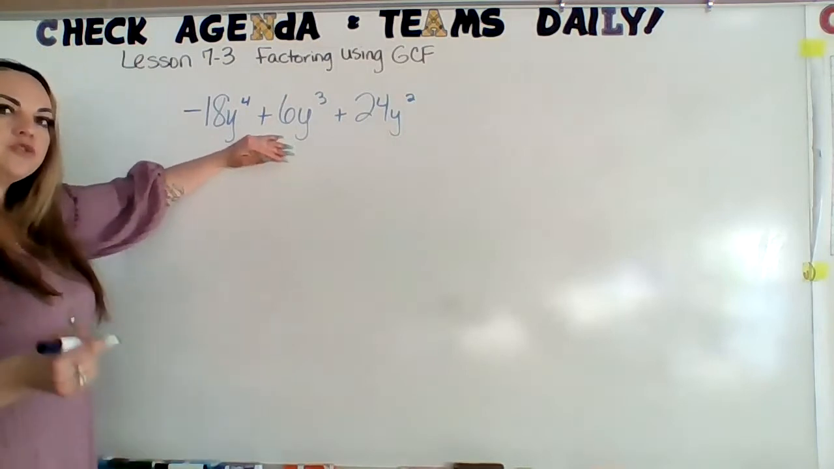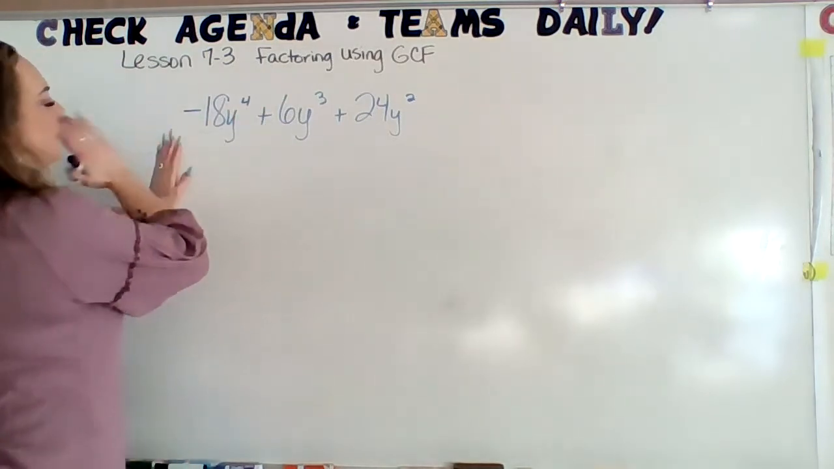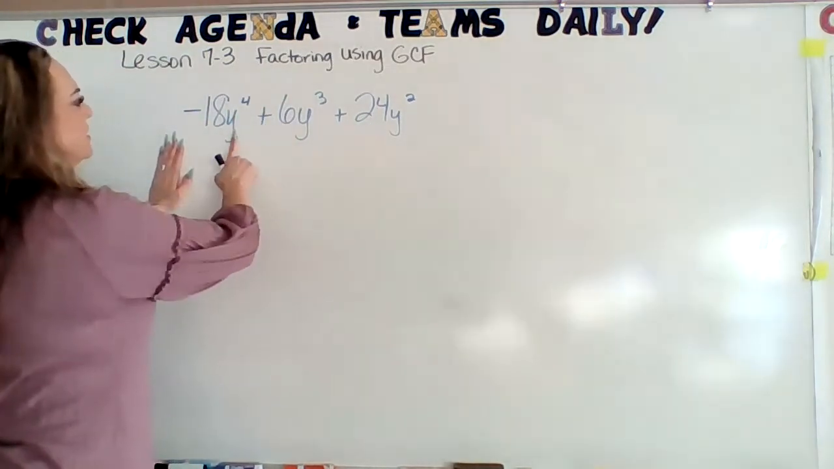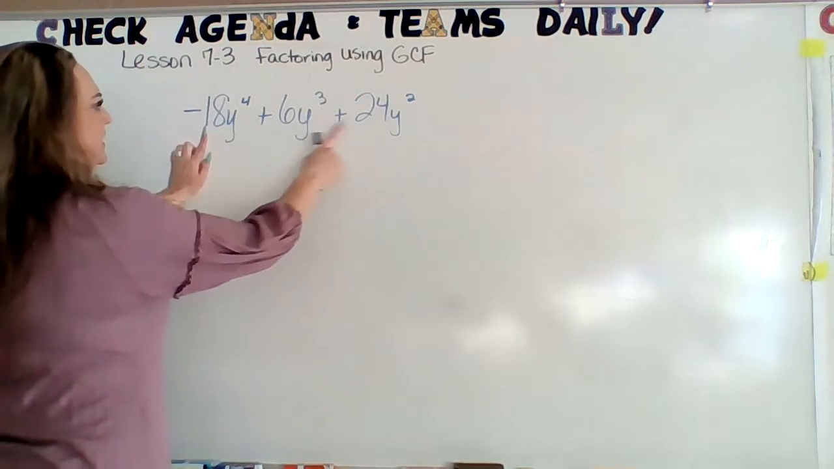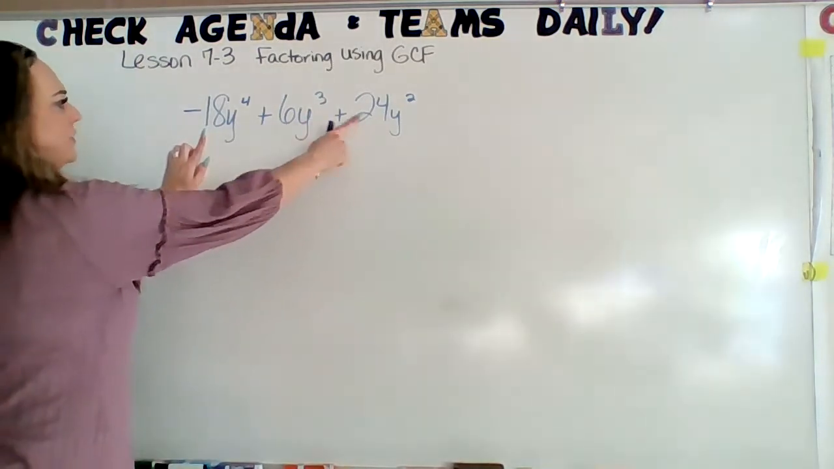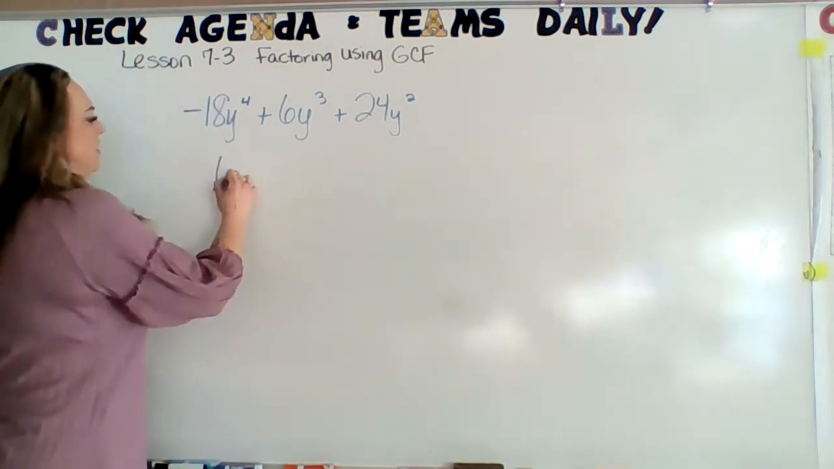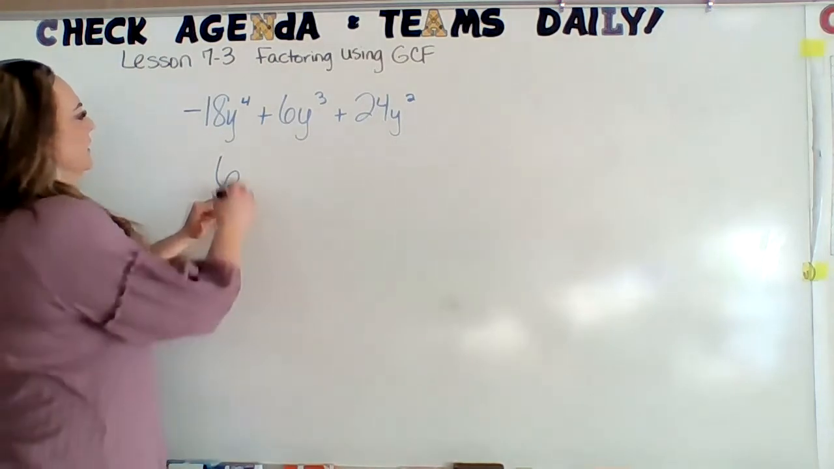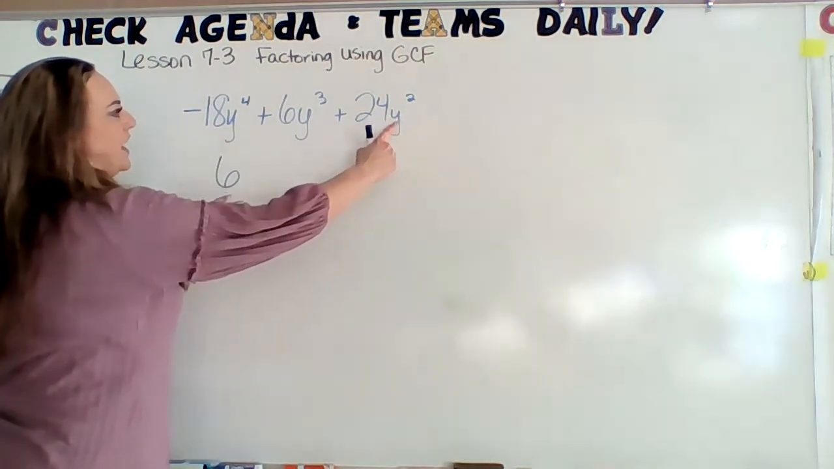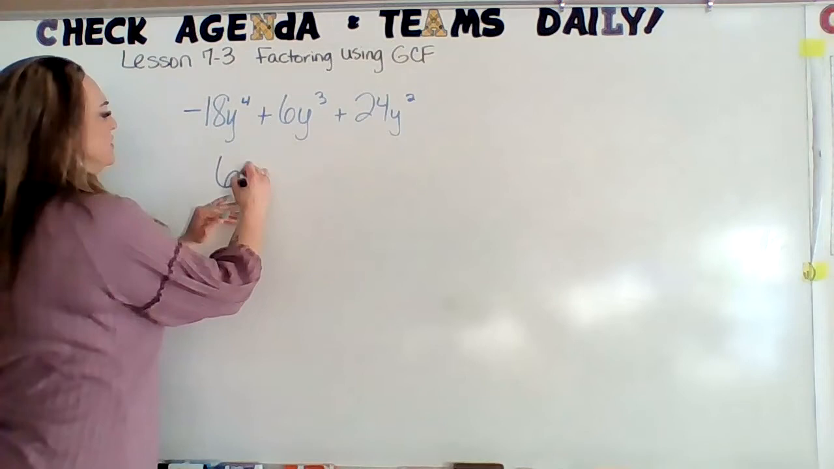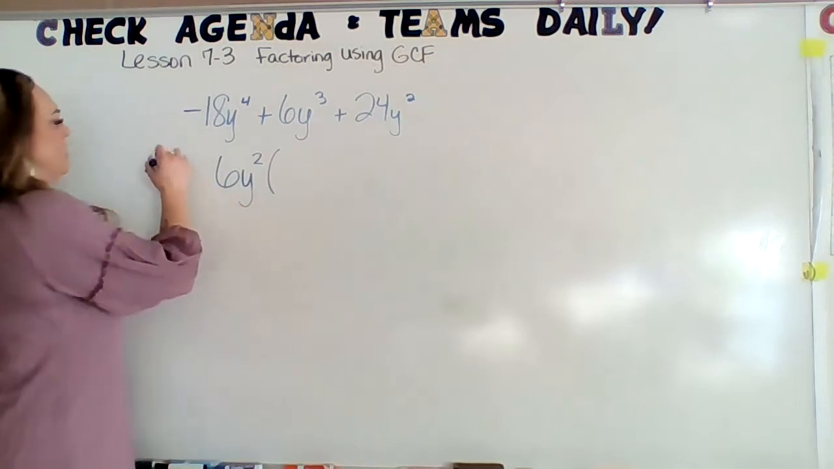Okay, so let's try this without doing our prime factorization model. Let's just look at the greatest common factor of the coefficients and the greatest common factor of the variable terms. Well, -18, 6, and 24. I know that 6 can go into all three of these numbers, and this is the only one that's negative, so we're just going to factor out a positive 6. Now look at the y's. This one is the smallest, y squared, and there's two y's in each of these, so we can factor out y squared. So 6y squared is our greatest common factor.